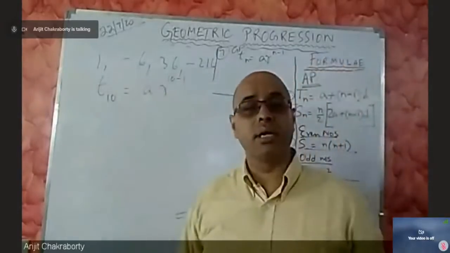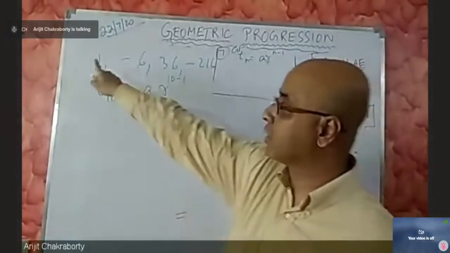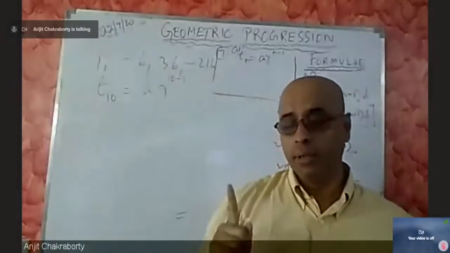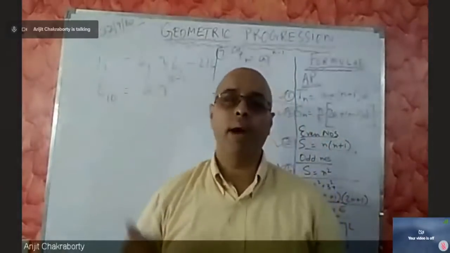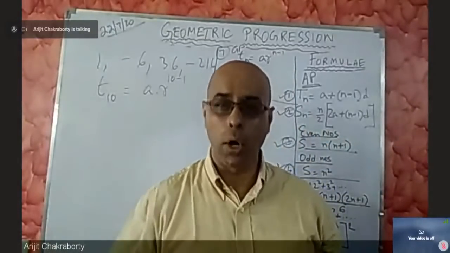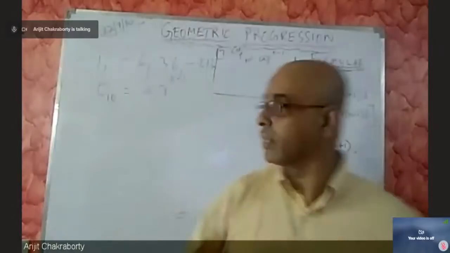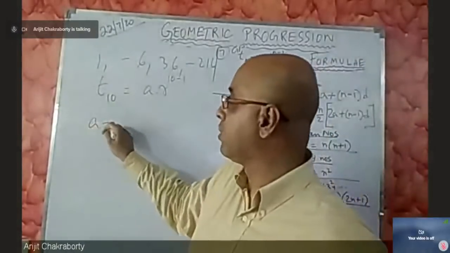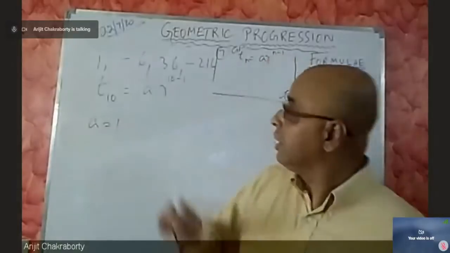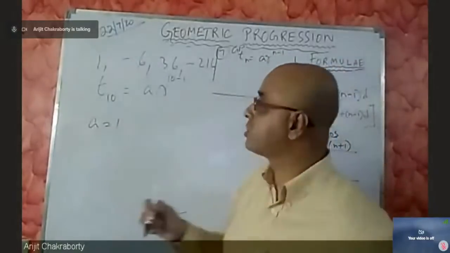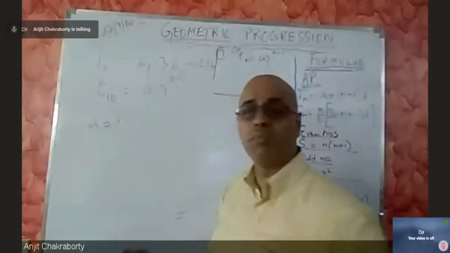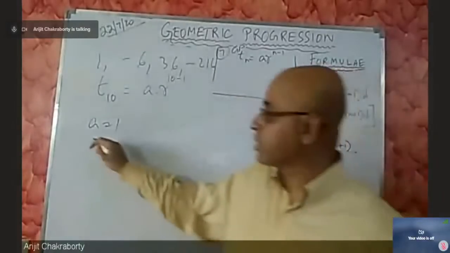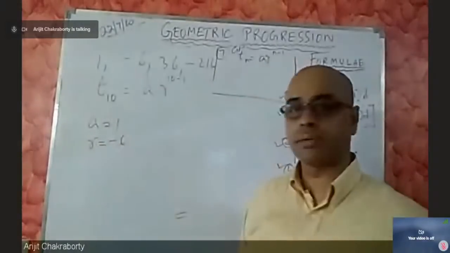Here the first term is 1, because it starts with 1: 1, minus 6, 36, minus 216, and so on. So term 1, A, is equal to 1. Also, the common ratio is, if you see, minus 6 by 1, which gives you minus 6. So the common ratio R is equal to minus 6.